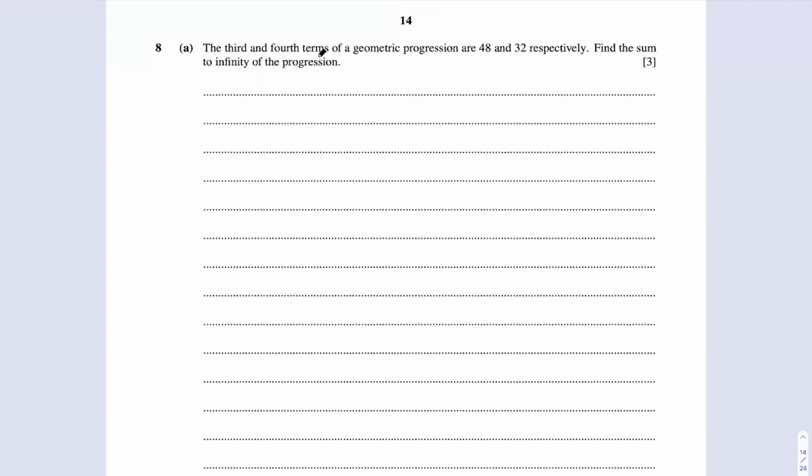In the question, for the third and fourth terms of a geometric progression, 48 and 32, we have to find the sum to infinity. Now we know that the common ratio is two consecutive terms divided by each other. So we have the fourth term and we have the third term. If we divide them, we'll get the common ratio. The common ratio will be 32 upon 48, which will simplify down to 2 upon 3.